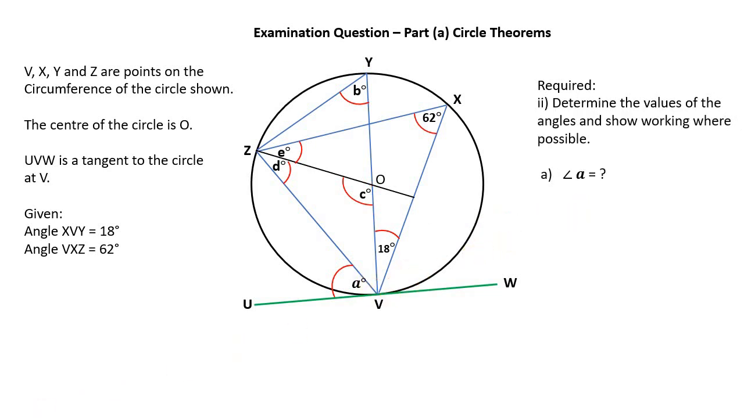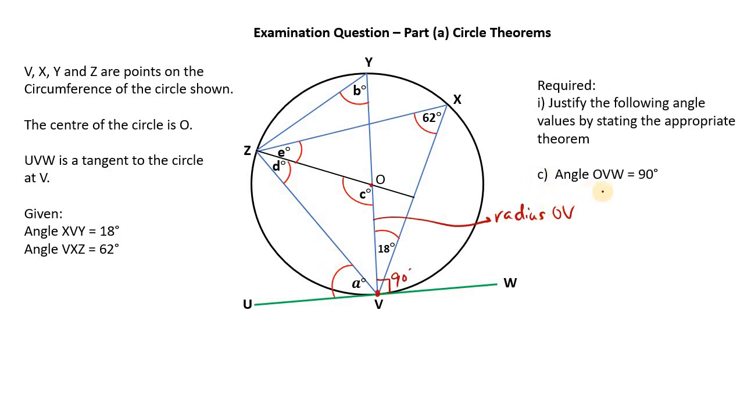That's the point. So in terms of the note though, we will simply put right here: radius meets tangent at 90 degrees. And that's it for 1 mark. That's a theorem.